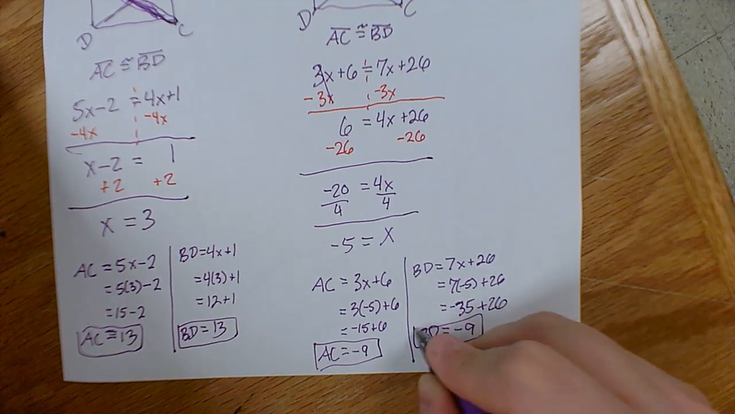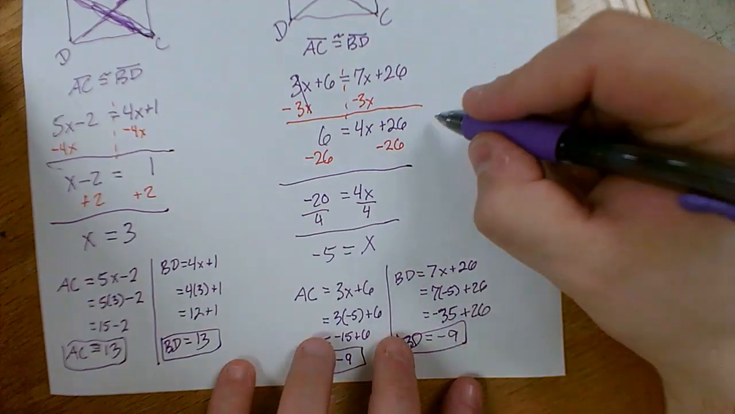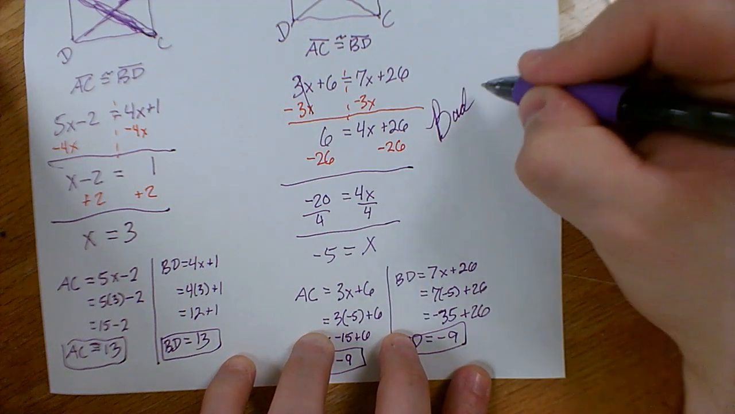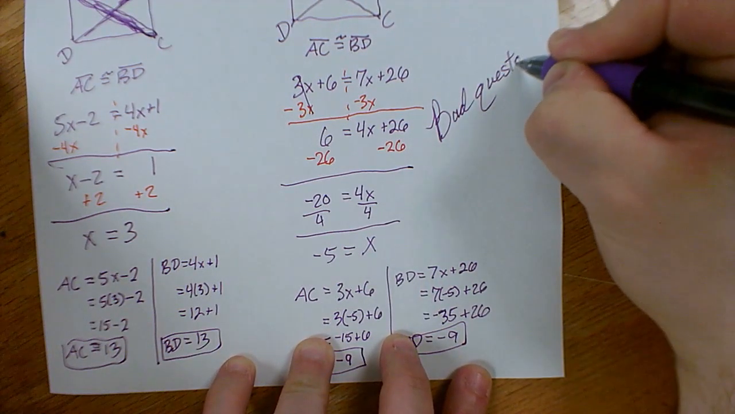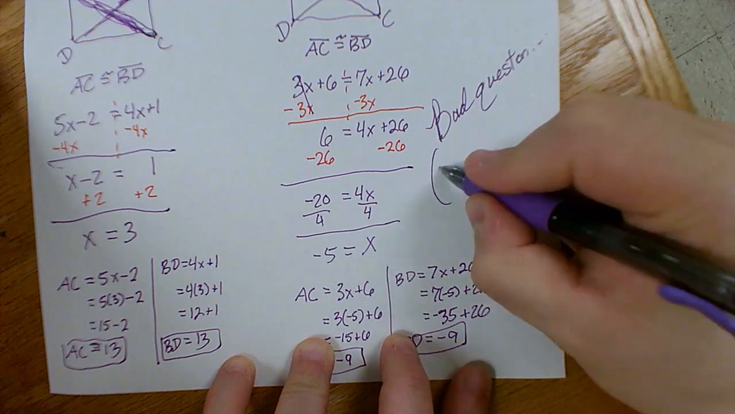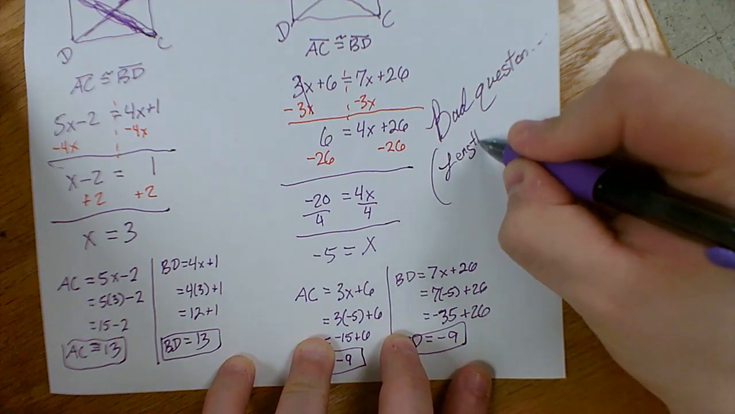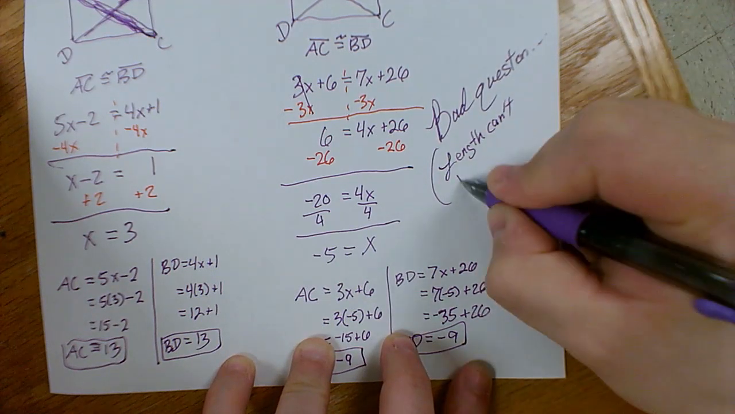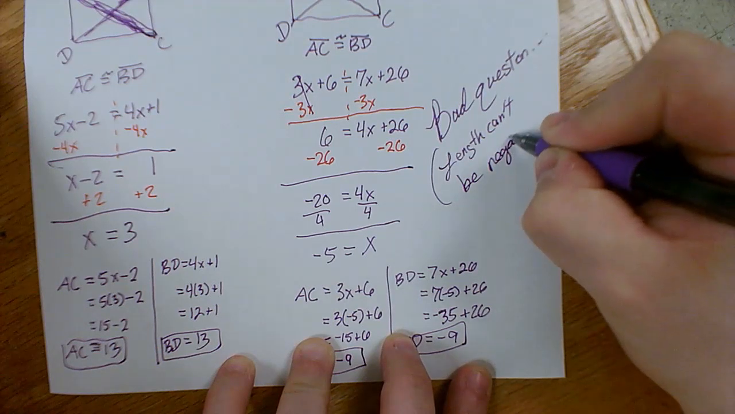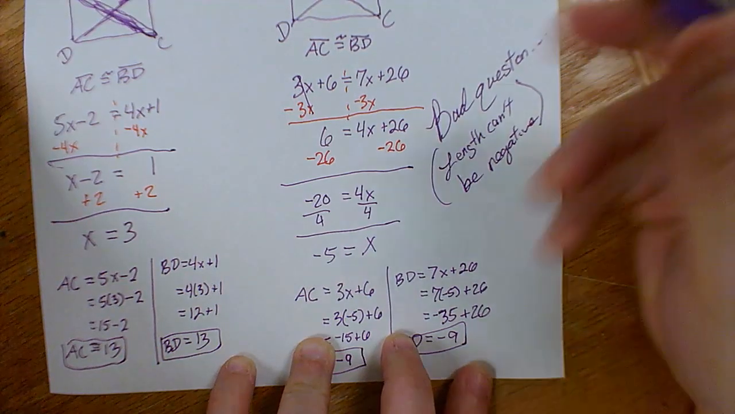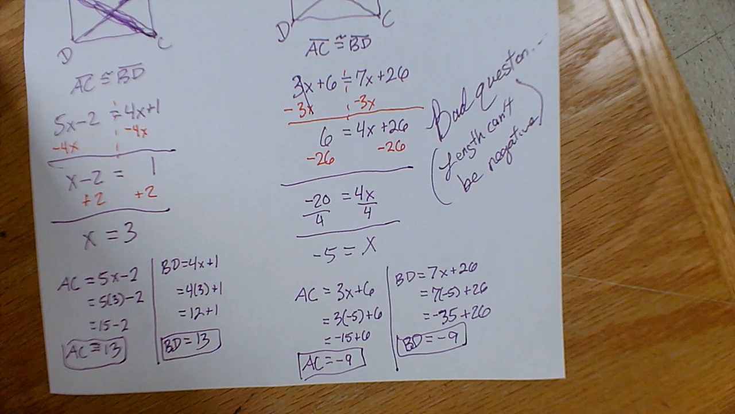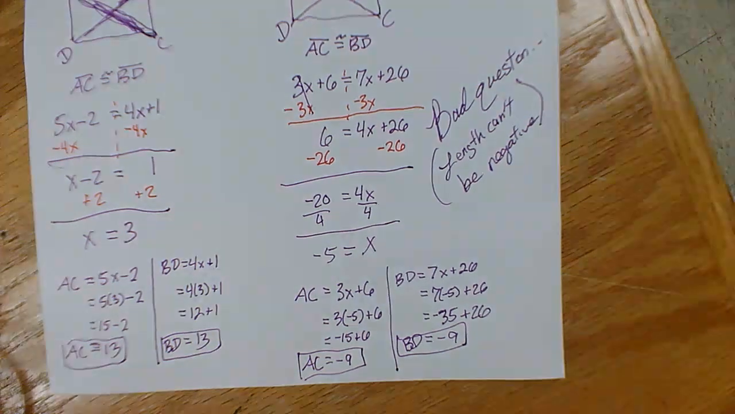Now, even though this is correct, this is something I would call a bad question. And the reason is, length can't be negative. So if this occurs in the homework, let me know, but this is not a true rectangle. But that's still how you would do the work on these problems. Anyway, finish the homework and have a wonderful afternoon.